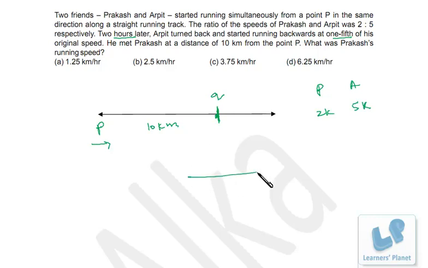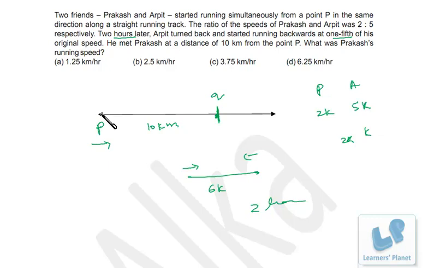Now the difference between them is 6k. Now this guy is coming this way and this guy is still going in this way. Now they have to cover up this 6k kilometers, right? Arpit's speed is now 1/5, so the new speed of this is k and this is 2k. So the combined speed is 3k. Since they are coming toward each other, the relative speed will be their combined speed, 3k. So to cover 6k, they will take 2 hours obviously, right? So they are meeting after 2 hours.